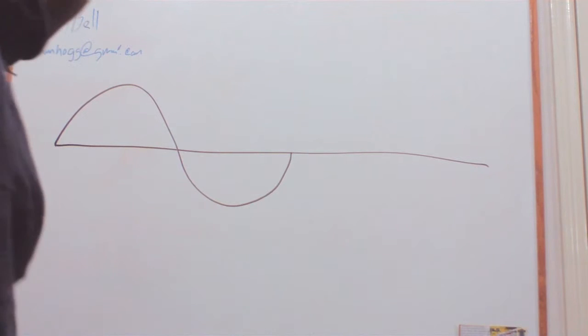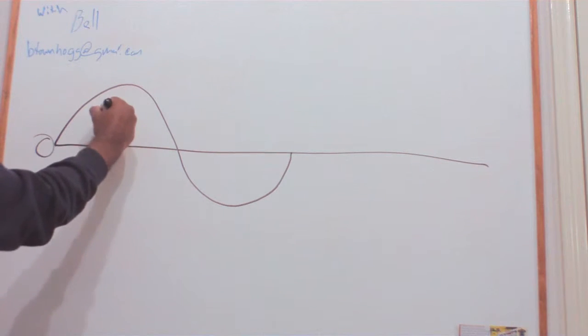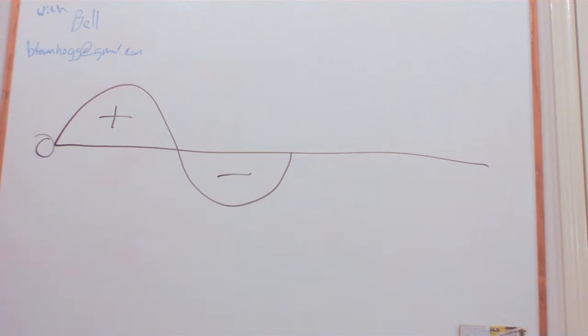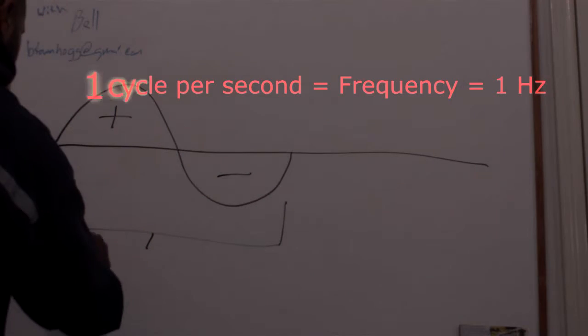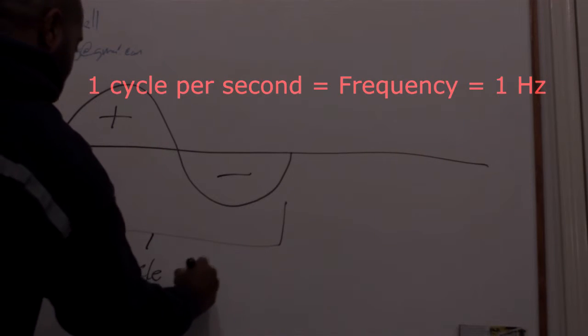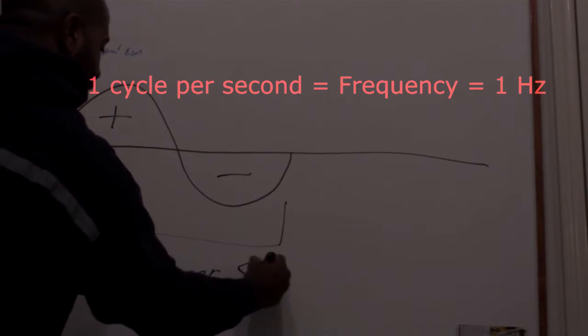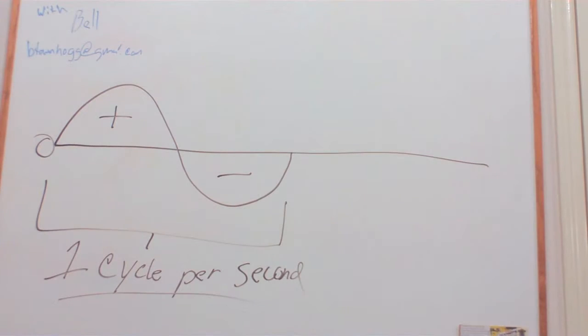As you see, this is the zero line. This is the positive. That's the negative. See the positive and the negative? That equals one cycle per second. As y'all probably can see, that's one cycle per second.